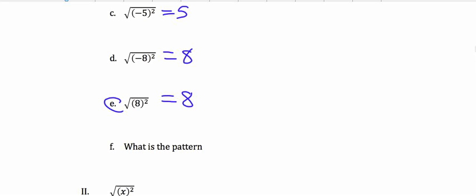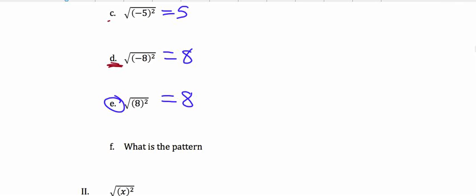Like in E's case, what you should be finding is that squaring and square rooting are pretty much opposite processes. Okay, like this is kind of a silly question. The square root of 8 squared, well, that's the opposite process. You're asking the square root of what gets you 8 squared? Well, the answer is 8. But there's a little bit of a catch.